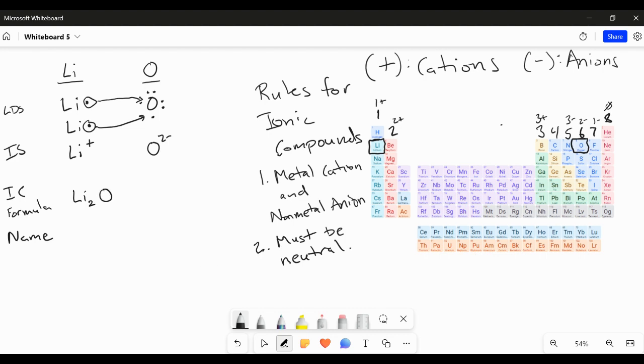The little subscripts right here tell us how many copies of the element that comes before it are present in this molecule. So this 2 right here says that there are 2 lithiums. Because oxygen has nothing listed here, that means that there's only 1 oxygen. Okay? And the name for this is lithium oxide.